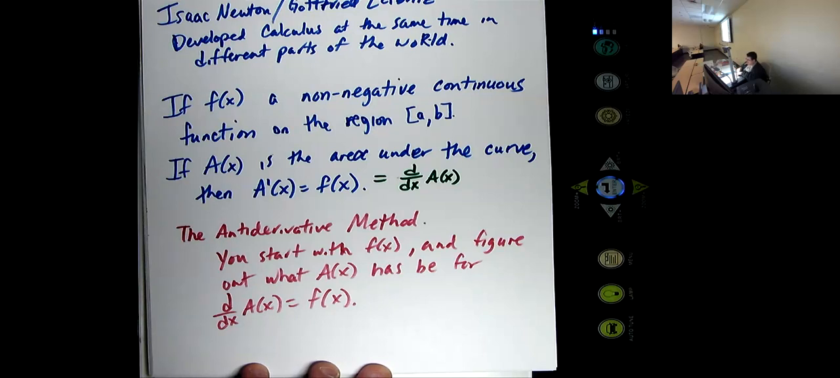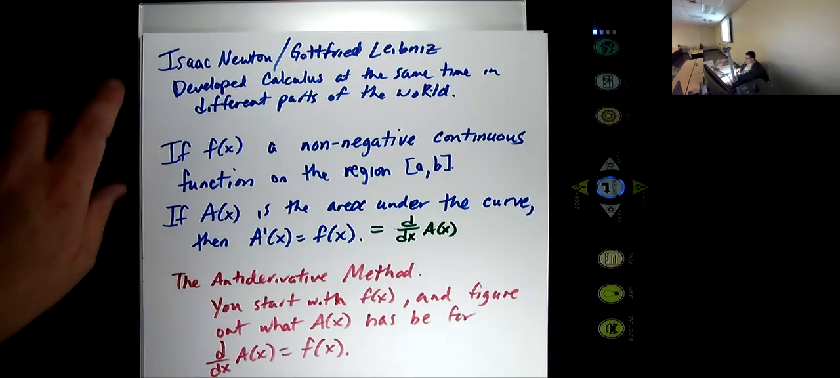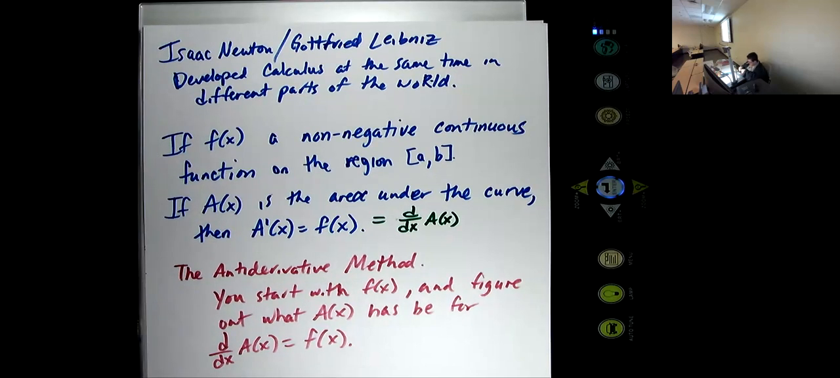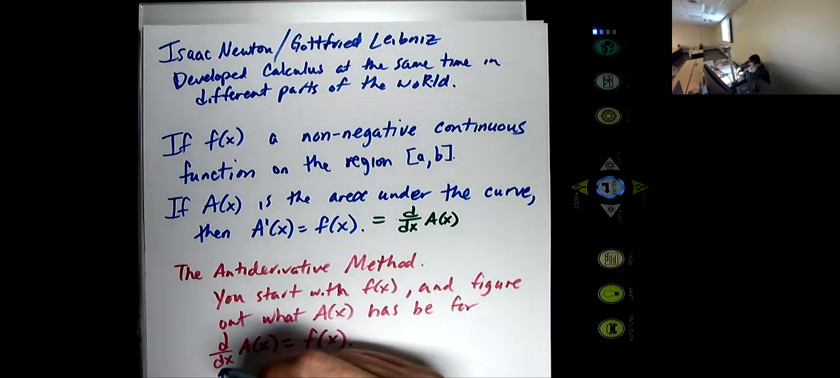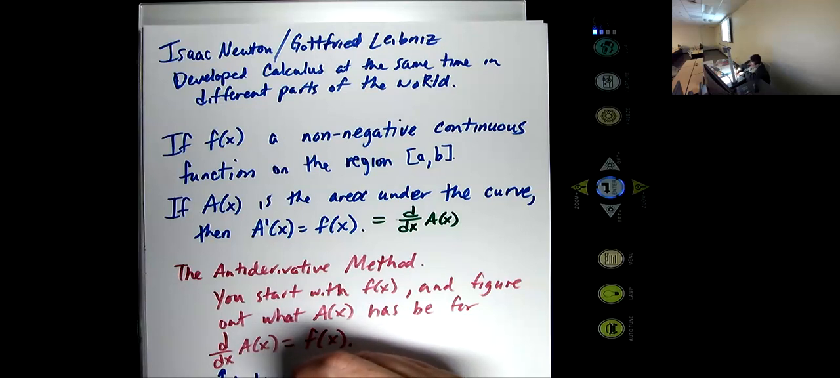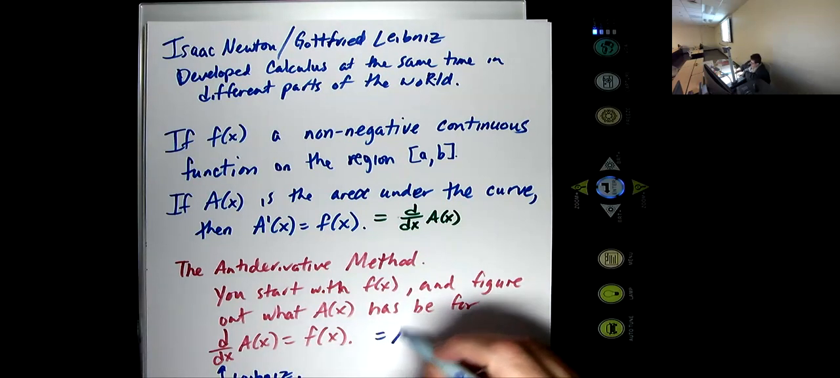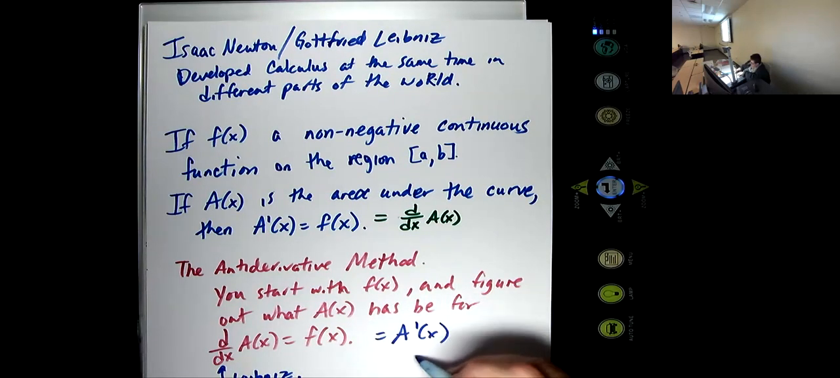In fact, because two people did it at the same time, that's why we have two different ways of showing a derivative. I think the d dx was from Leibniz, and using the prime method, I think, was Newton. But I might have them backwards. There's a 50-50 shot I have them backwards.